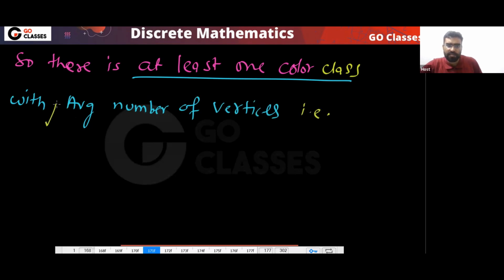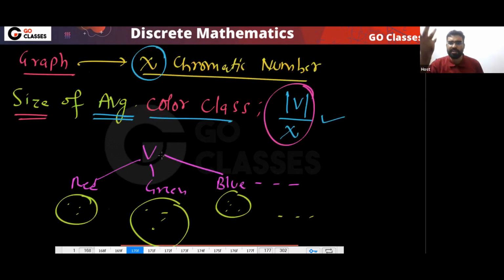Okay, with at least these many vertices, with at least average number of vertices. Is this clear? This is the meaning of average, right? If the average value is, for example, k, what does it mean? It means there is at least one person less than or equal to k, and there is at least one person greater than or equal to k. Yes or no? That is the meaning of average. Like someone is small, someone is bigger, small, bigger. So the average meaning is this.